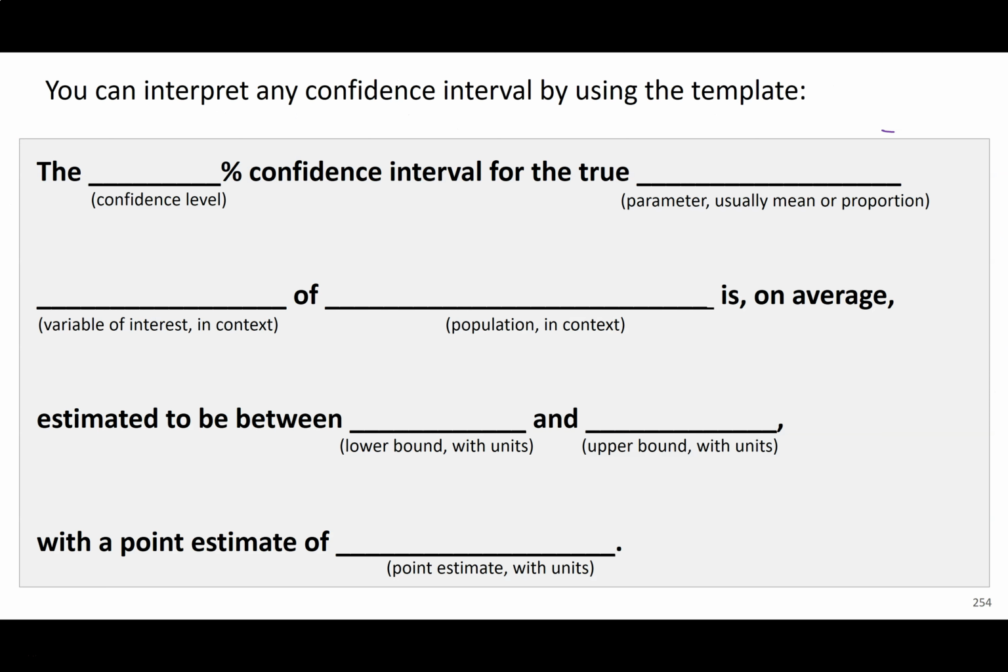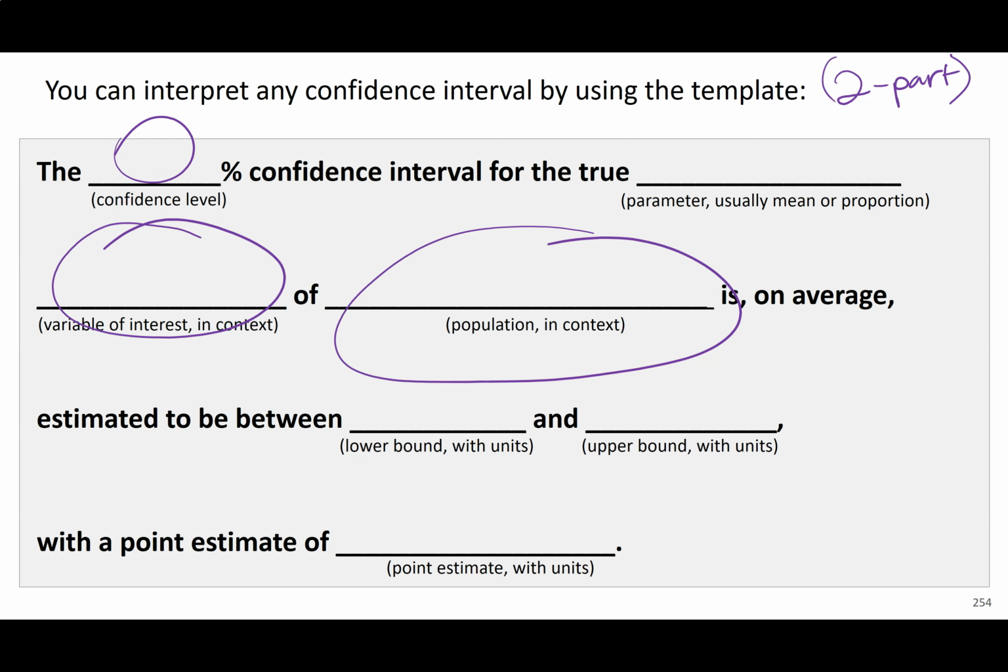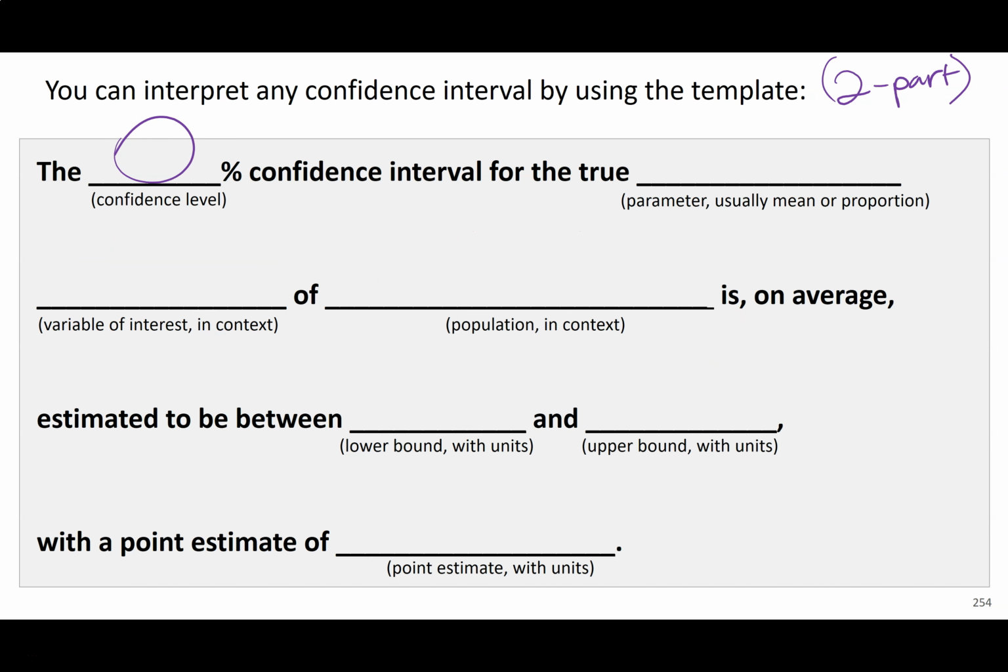So here's the template. Super important. We'll have a template for this and a template for the hypothesis test write-up. This is our two-part write-up for a confidence interval. So we'll say the blank % confidence interval for the, usually we have a mean or proportion. It could be a difference in means. It could be a mean difference. And then you need to write what your variable is in context of your population. And the context is so important.